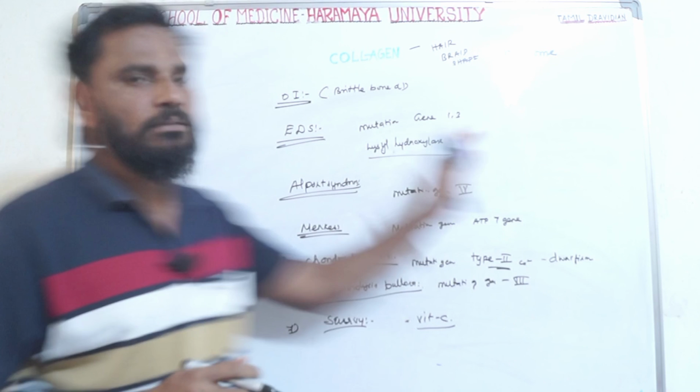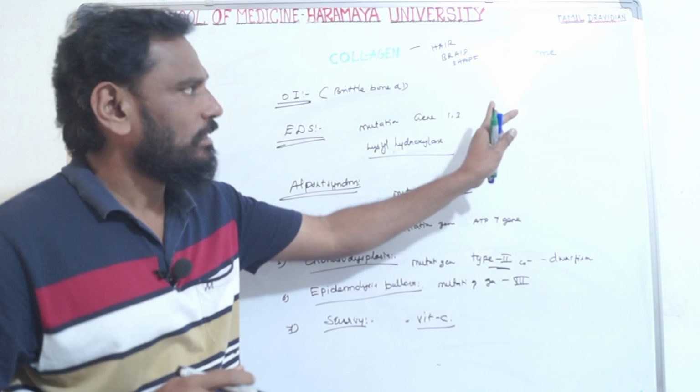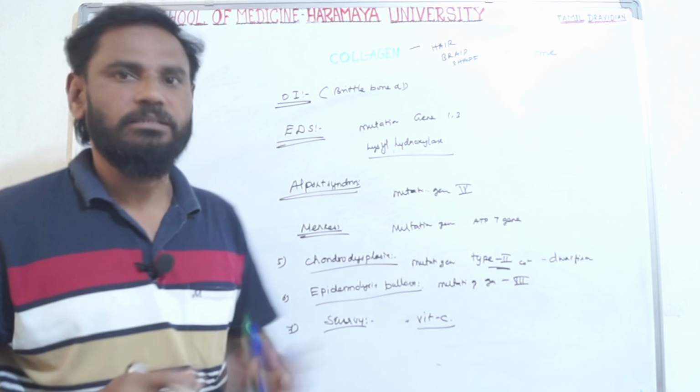So this is collagen: how it is synthesized, where it is synthesized, and what the abnormalities of collagen are. Clear? That's all. I hope you understand. Thank you. Bye.